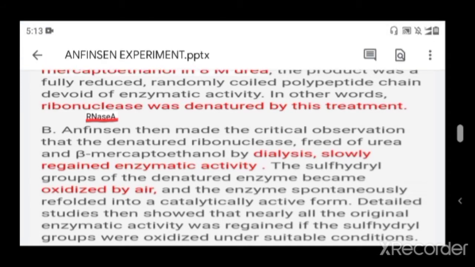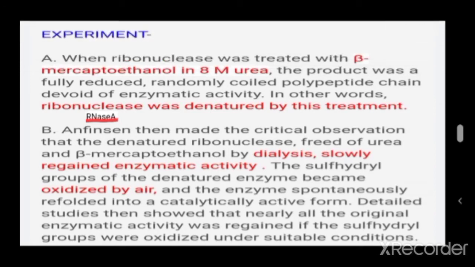In the second step, Anfinsen made the critical observation that the denatured ribonuclease, freed of urea and beta-mercaptoethanol by dialysis, slowly regained enzymatic activity. So when you remove the beta-mercaptoethanol and the urea by dialysis, there is a slow regaining of the enzymatic activity.